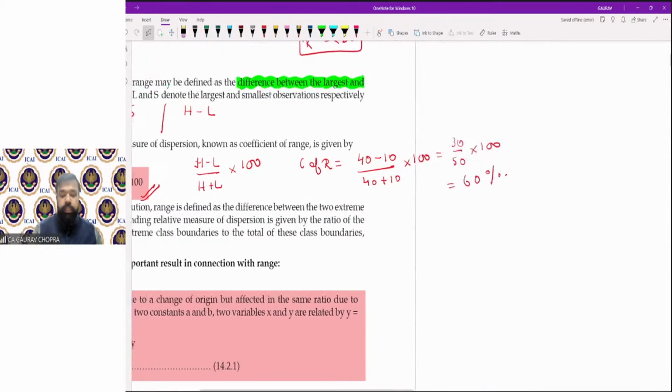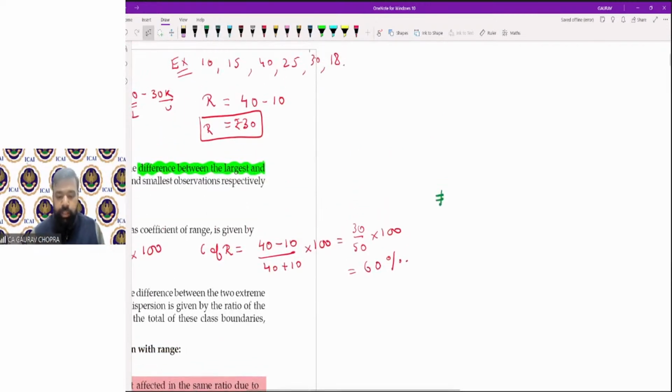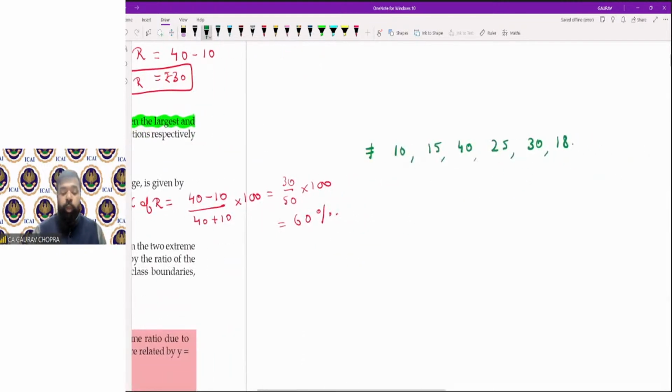Now, let us understand some more things. So let's write the same series again here: 10, 15, 40, 25, 30, and 18. Now we are talking about change of origin. Change of origin आपको याद होगा. We have used the term in central tendency chapter also. And again we are using here change of origin. Change of origin का मतलब क्या है?